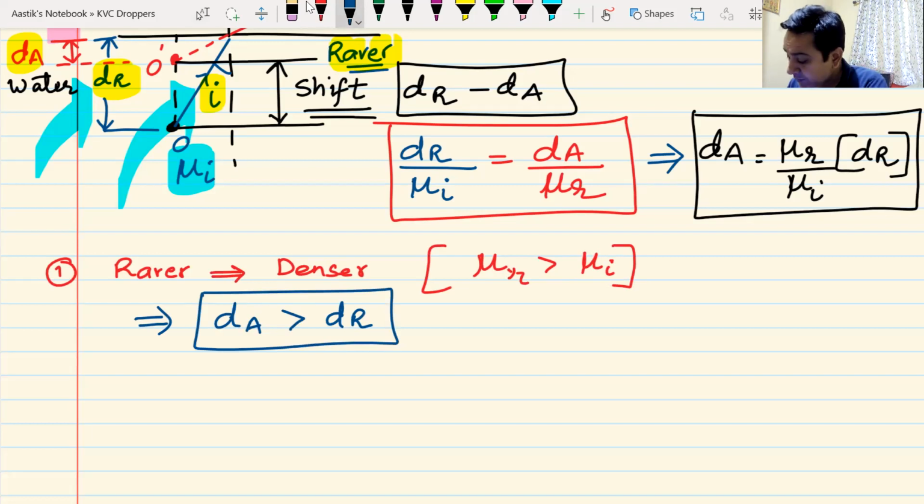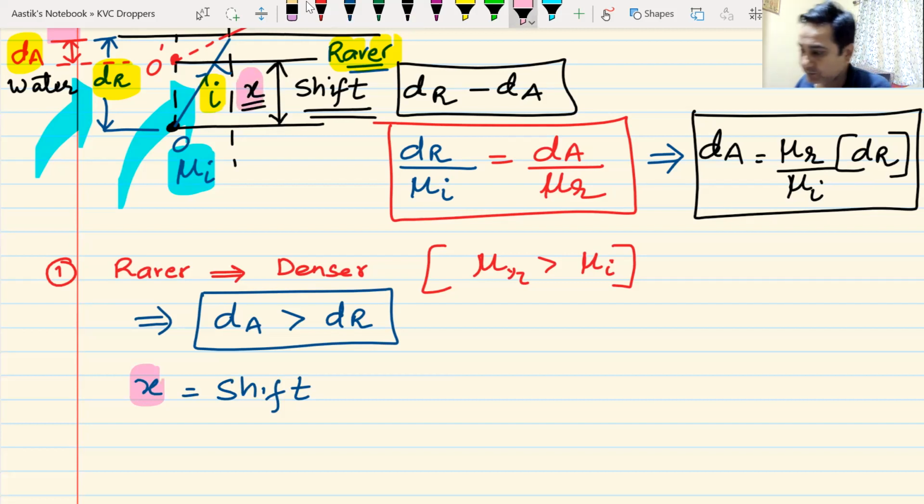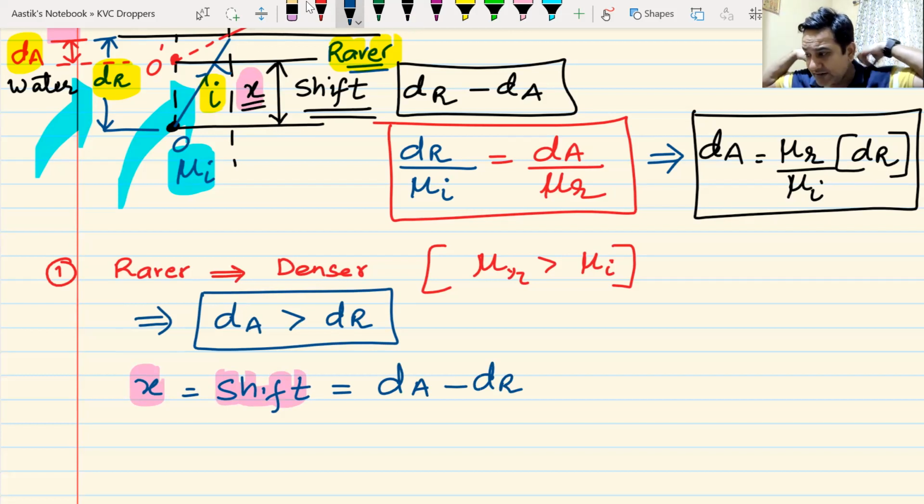Great. In that case, x, which is the shift, and if you can see in the previous diagram, I have written shift x. Do you see this shift x, which I have painted in pink? This shift x can be written as dA minus dr, because here apparent depth is more and real depth is less. Do we understand this? This is the case when light goes from rarer medium to denser medium.